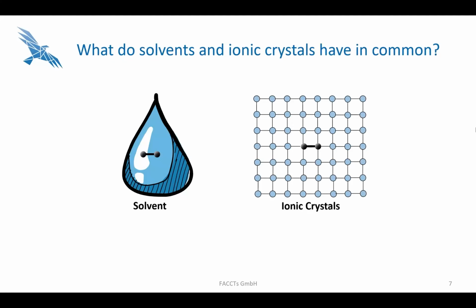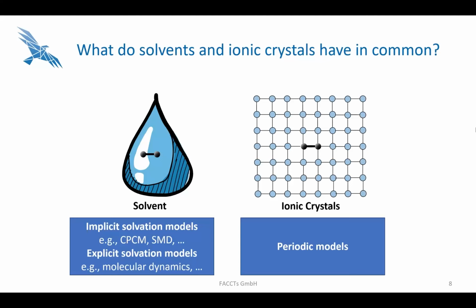But what do solvents and ionic crystals have even in common? You probably will answer this with that they both have long-range effects of electrostatic nature, but that is not the answer that I'm looking for. I think that for both systems, we have a clear idea how we can model this environment. For solvents, we typically go for an implicit solvation model, or maybe for an explicit solvation model in rare cases using molecular dynamics, for example. And for ionic crystals, we typically go for periodic models.